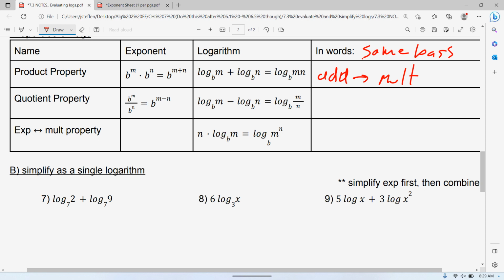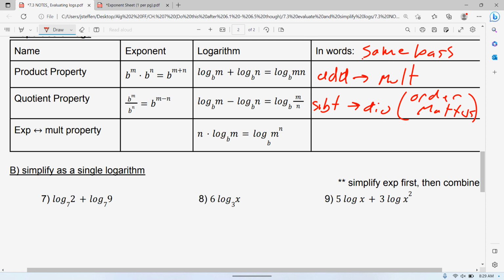As you can imagine, then there's similarly a quotient property where if you are dividing, that means you are subtracting your exponents, which again, is the inverse of that. If you are subtracting your logarithms, that means we're dividing. So again, I would put subtract and divide. And then I will also add on this one, order matters.